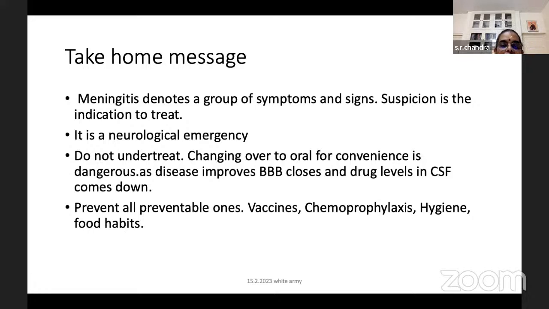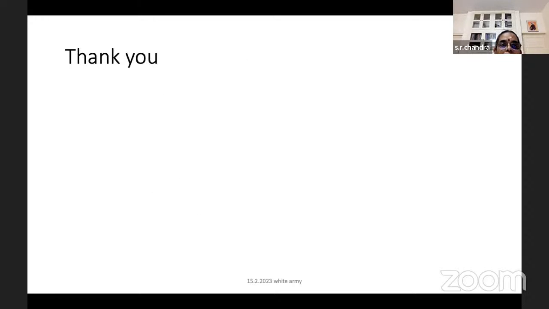And once you have diagnosed meningitis, whatever is the cause, if the patient's symptoms improve and you have fewer beds in your hospital, you should not convert the drugs into oral and discharge the patient. Because as the disease improves, the blood-brain barrier closes and the drug level in the CSF comes down. Because of that, the amount of drug in the CSF will be less, so acute bacterial meningitis will relapse if you shift to oral dose too early. And prevent all preventable causes using vaccinations, chemoprophylaxis, hygiene, and good food habits.